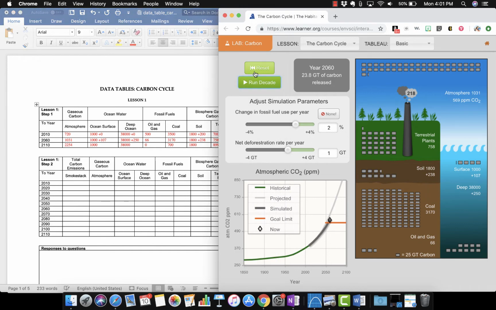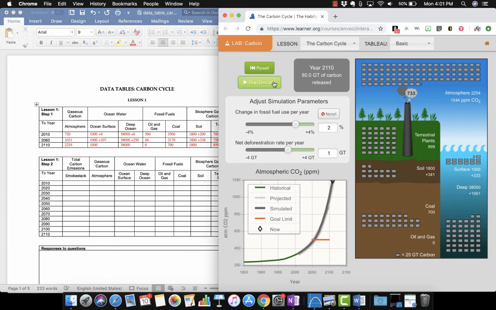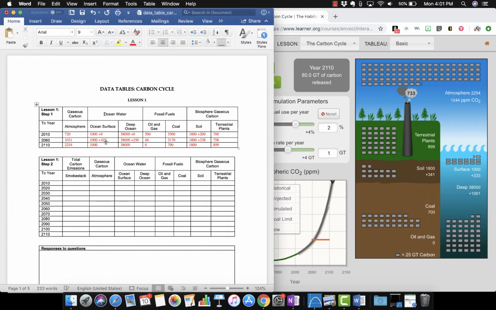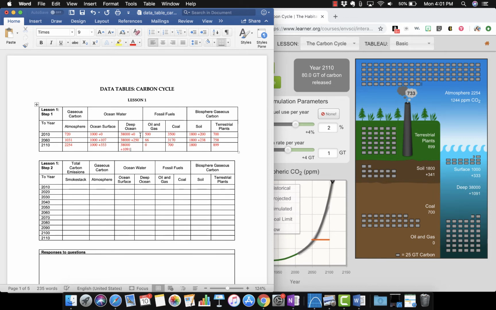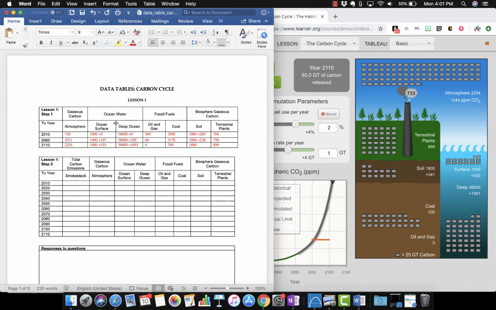That way I've got those numbers if we need them. We don't have to go back and get them later. Okay, so the atmosphere is fine. We're going to add 333 to the surface. And we're going to add 1091 to the deep ocean.